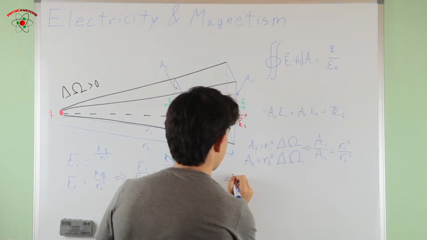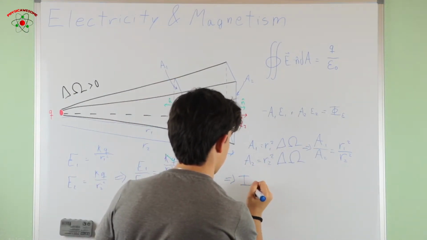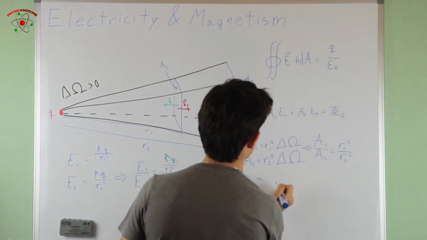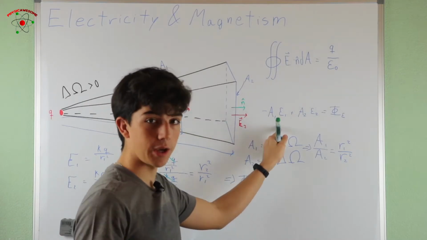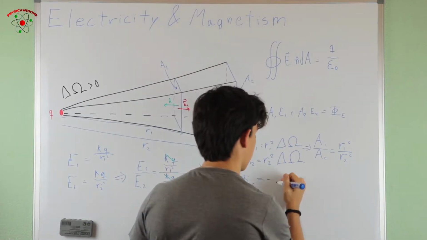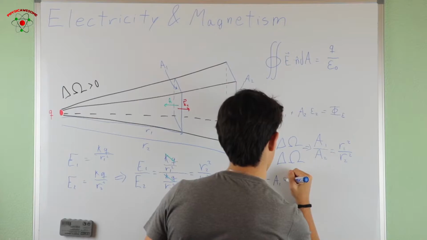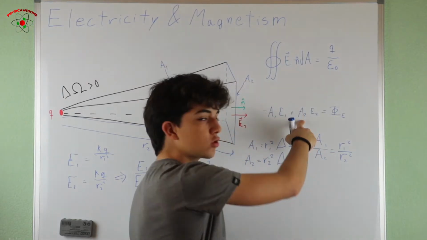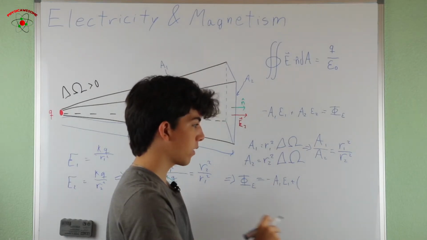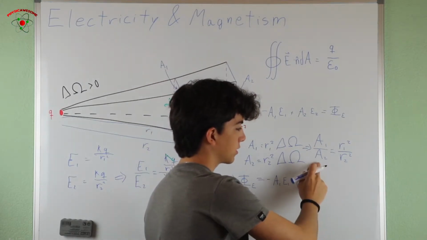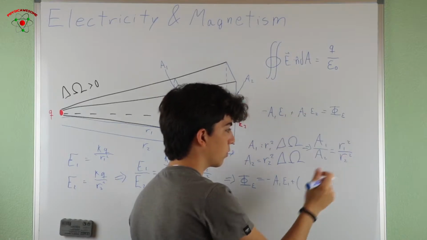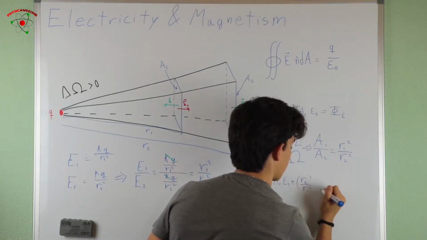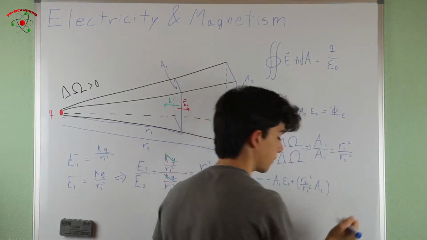We see the electric flux is going to be equal to minus A1 E1. We're going to leave those the same, and it's going to be plus. Now, we want to express A2 in terms of A1, and to do so, we just solve for it. And we would find it is R2 squared over R1 squared times A1.